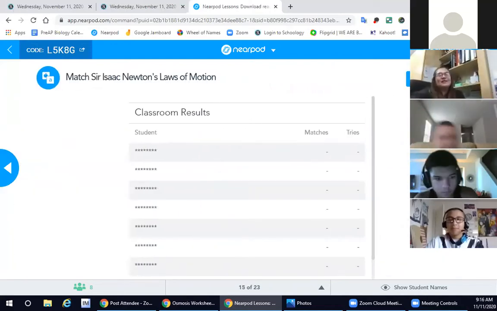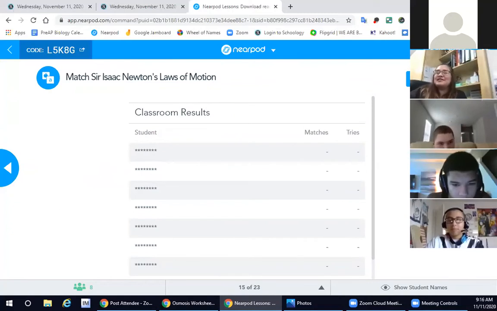All right, so let's recall Newton's three laws of motion. Let's see if you can match them up correctly.